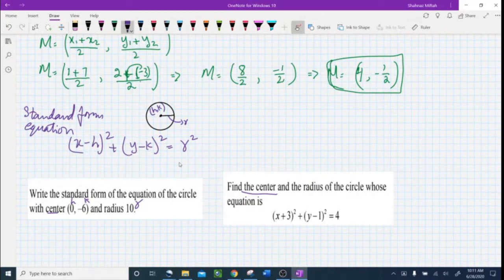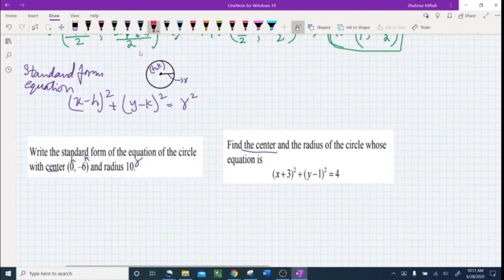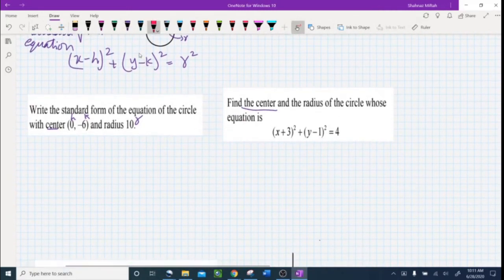So this is my circle standard equation. h and k, this is the x value, that's the y value, and these two make the center of the circle. r is the radius. Okay, let's do some examples for that. Now write the standard form of the equation of the circle, and that's my equation, so just remember it, with the center at (0, -6) and radius 10.